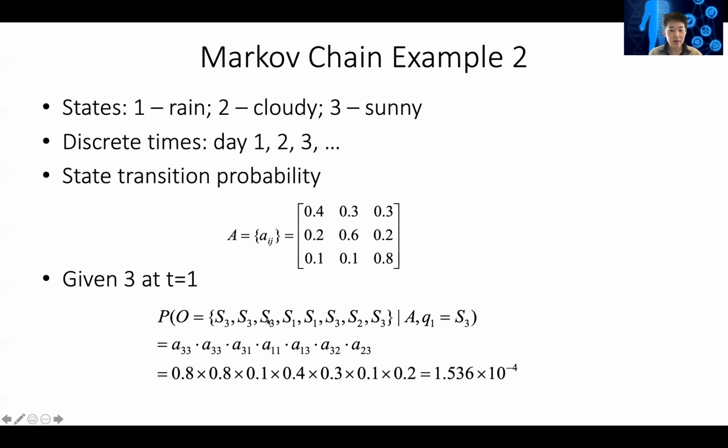And then from sunny to rain, it's A31, which is 0.1, and then rain to rain is 0.4, and then rain to sunny is 0.3, and then rain to cloudy is 0.1, and cloudy to sunny is 0.2. And so you can calculate that probability. So you can see if these types of transition probabilities are given, we can predict the likelihood that a certain string of events is going to happen.